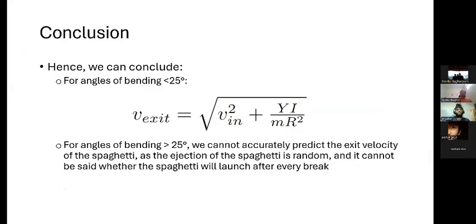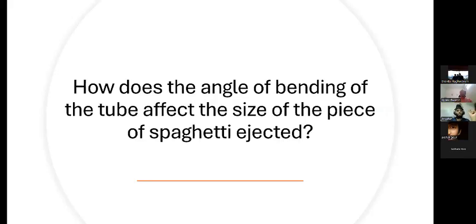So from that, we can conclude that for all angles of bending less than 25 degrees, the velocity of exit will be equal to the square root of the input velocity squared plus yi by mr square, the original equation we had seen. And for angles of bending greater than 25 degrees, we cannot accurately predict the exit velocity of the spaghetti, as the ejection of the spaghetti is pretty random, and it cannot be said whether the spaghetti will launch after every break.